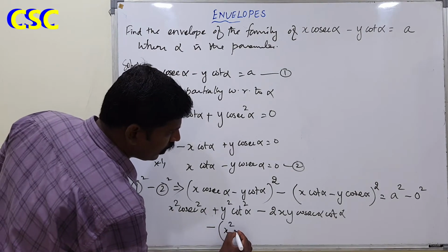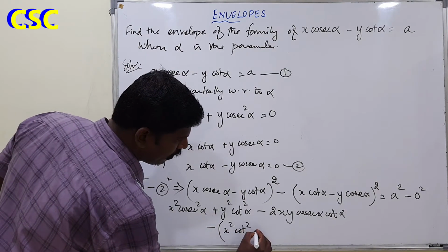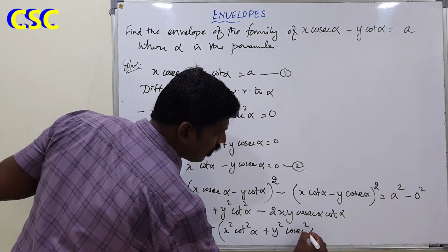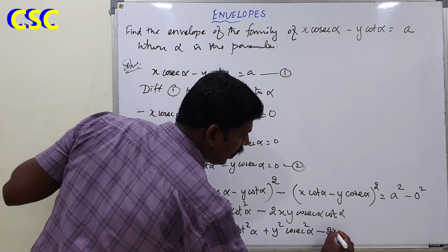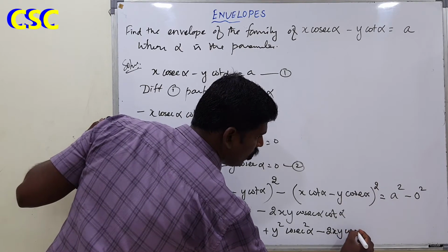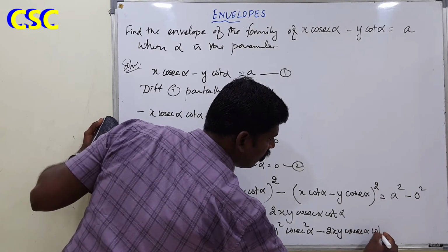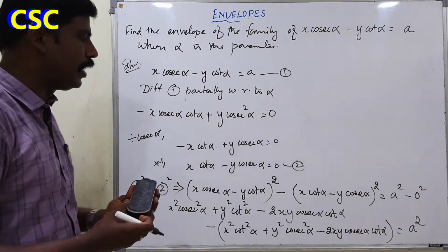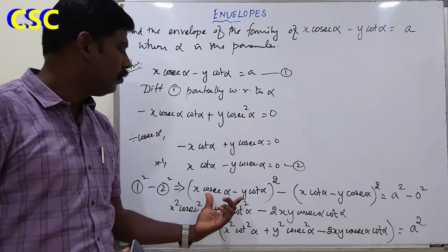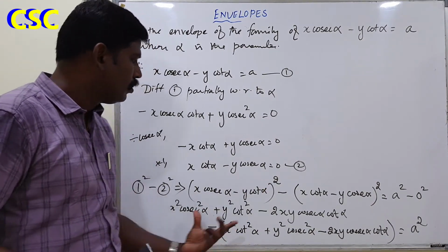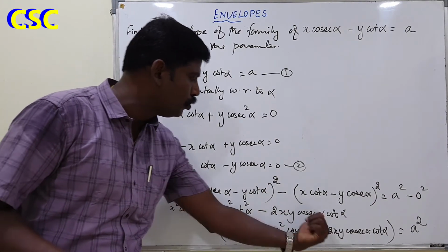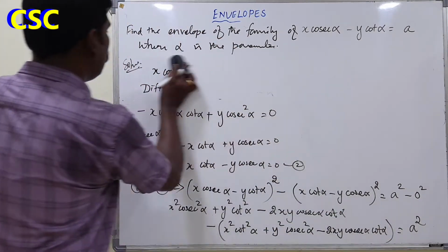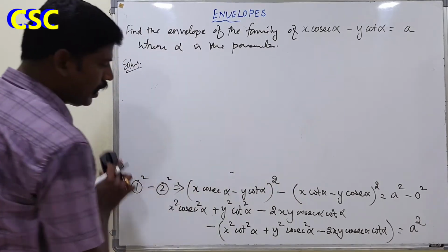So x square cot square alpha a square plus b square y square cosecant square alpha minus 2ab cosecant alpha cot alpha equal to a square. Right? I expand these two terms by a minus b the whole square form. So a minus a square plus b square minus 2ab minus a square plus b square minus 2ab equal, right? Now simplify this by taking that minus inside the bracket.